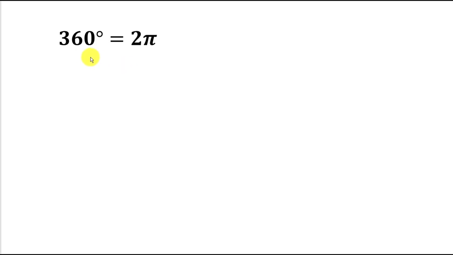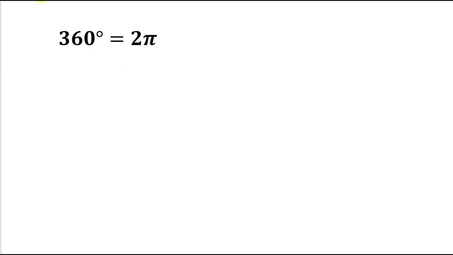Let's investigate the relation between degrees and radians a little further. We already said that 360 degrees is equivalent to 2 pi radians. And both represent 1 complete revolution around the circle. But how about half a circle? What is its radian measure?